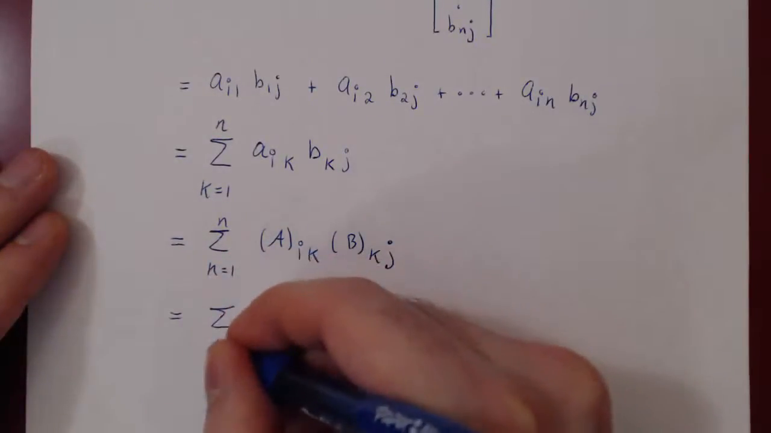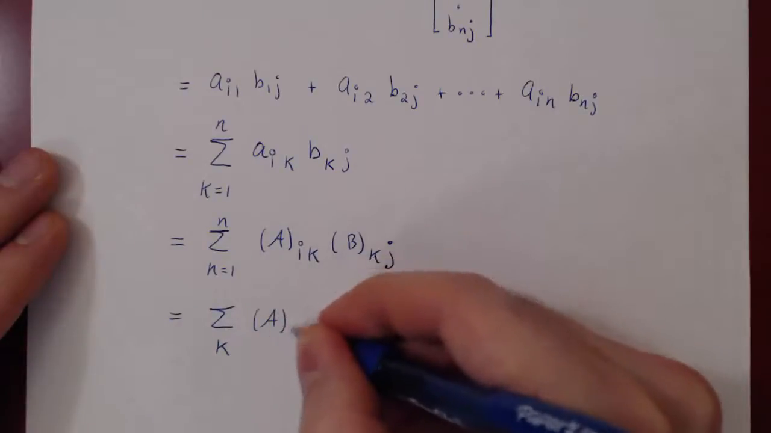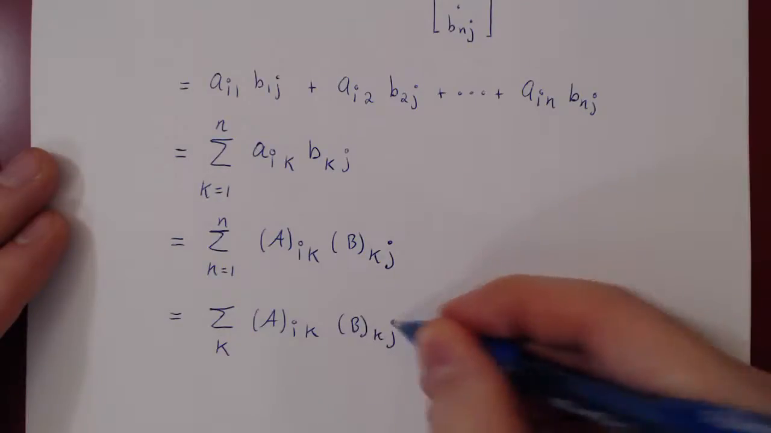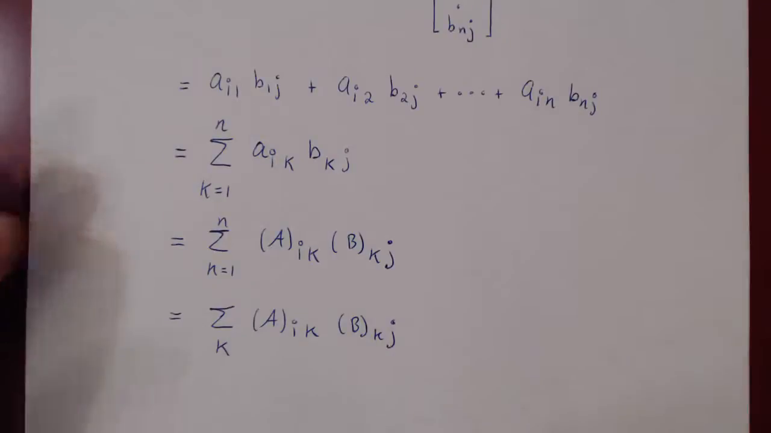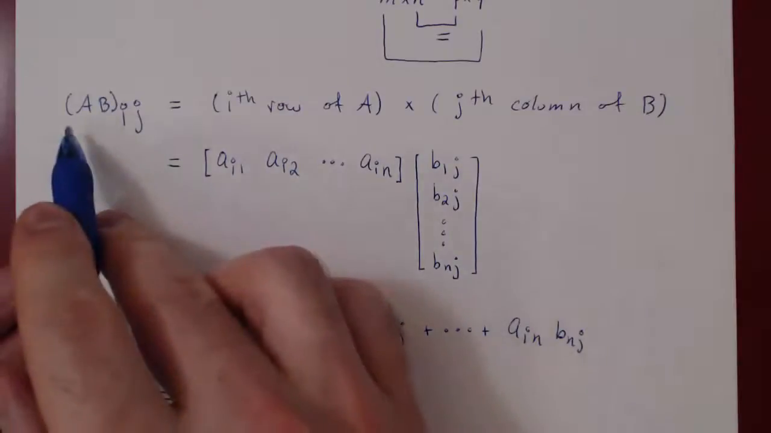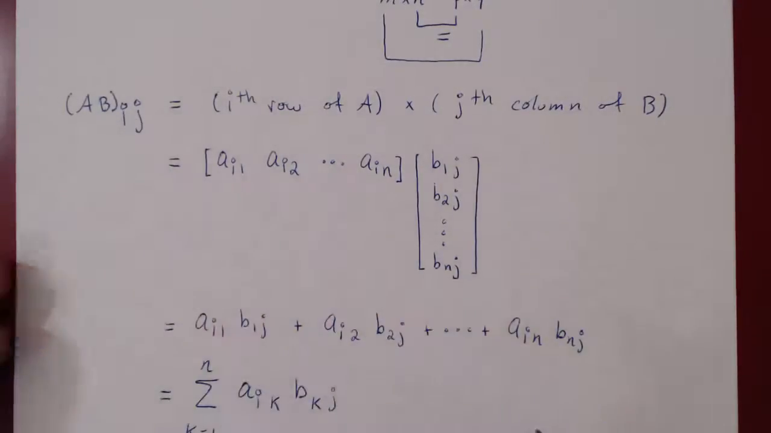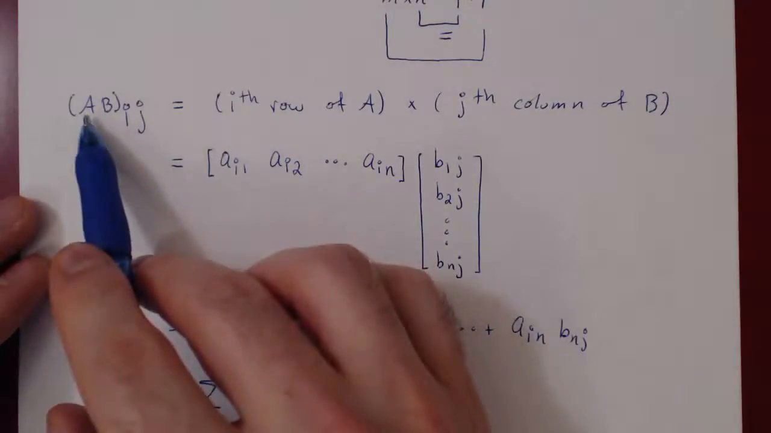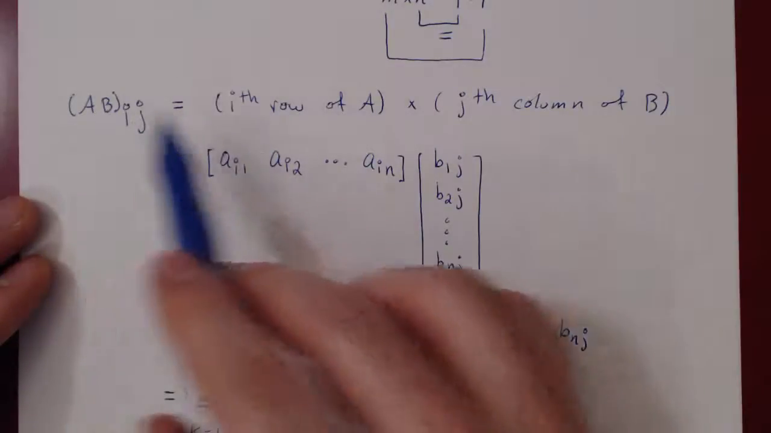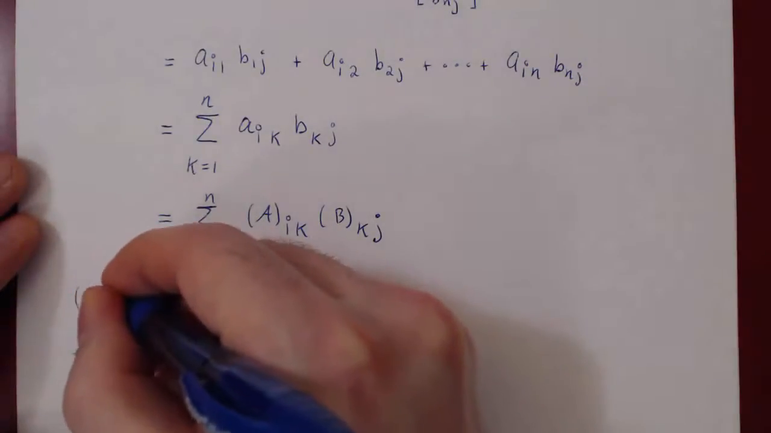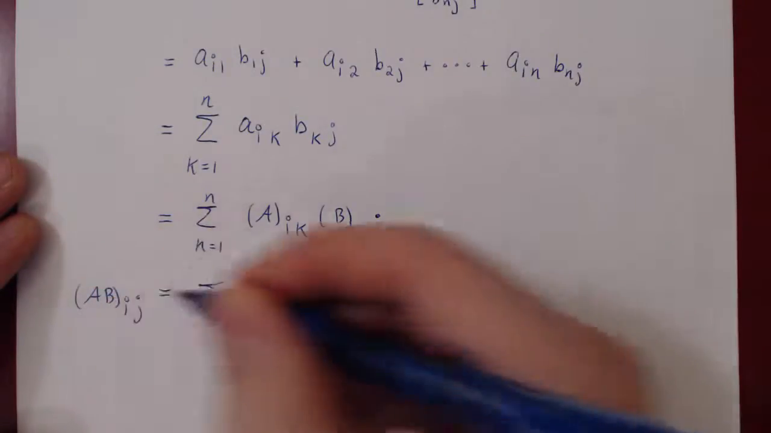So we sum over all possible values of K, the entries of A in the ith row, kth column, the entries of B in the kth row, jth column. And this is what you use when you want to prove properties of matrix multiplication. Remember, this was simply the entry in AB found in the ith row, jth column. So we always use this for calculations. You take the ith row of A times the jth column of B. But for a proof, we will use this result. And this is the entry in AB found in the ith row, jth column.